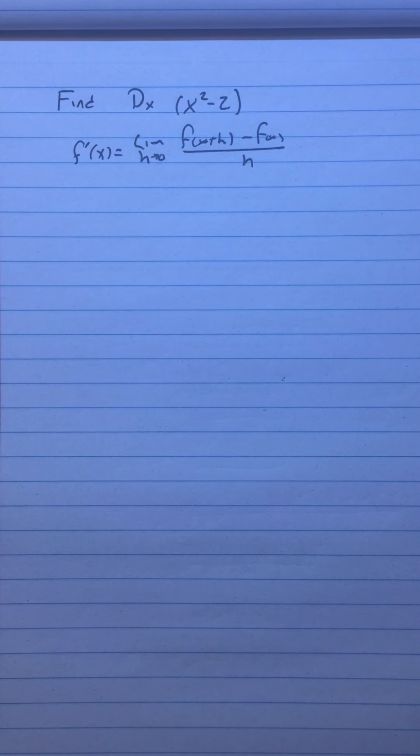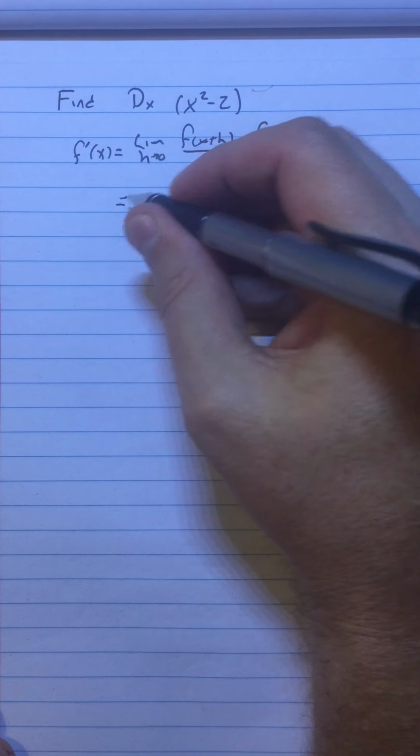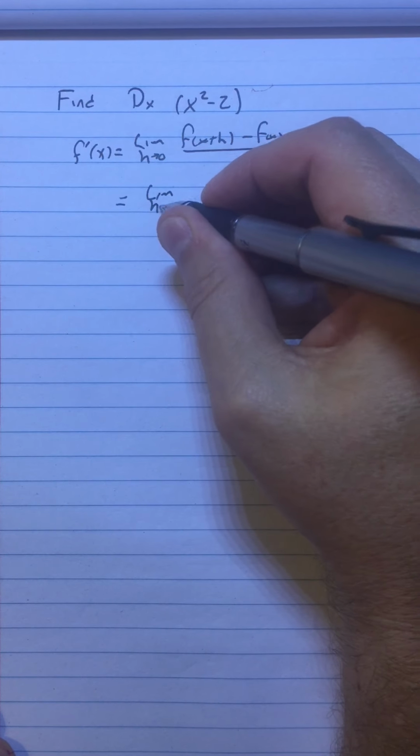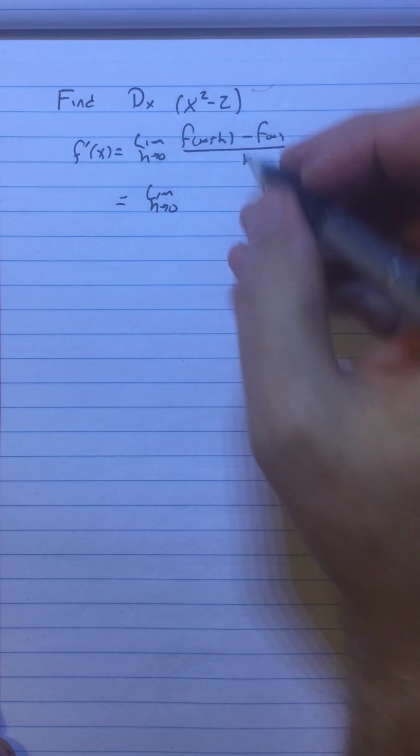There it is. Did you get 2x? Good. You got 2x. That's right. All right. So here's how it goes. So this equals limit as h approaches 0. So we have to be careful when there's a little bit more complicated expression. How do I plug in the x plus h?